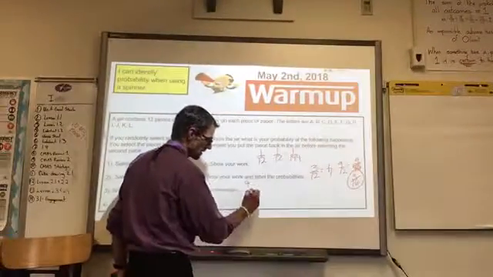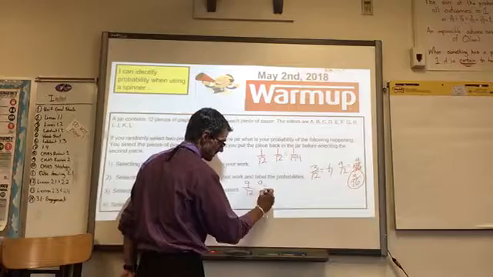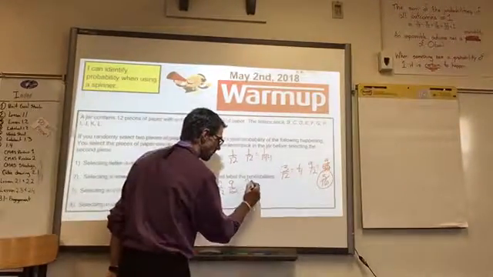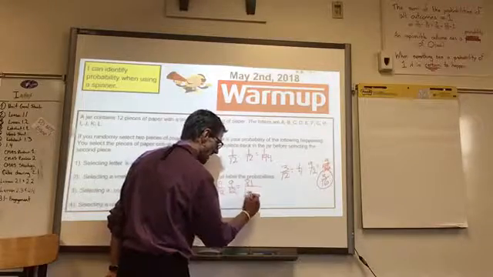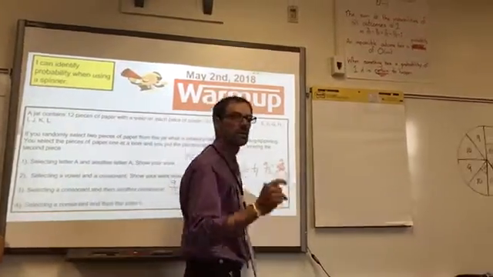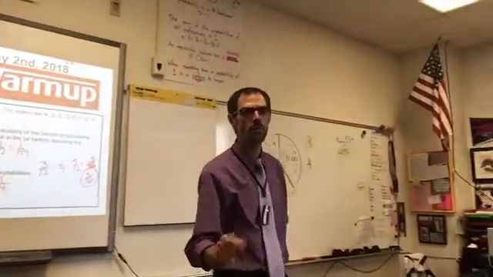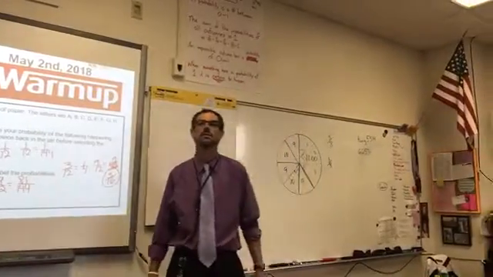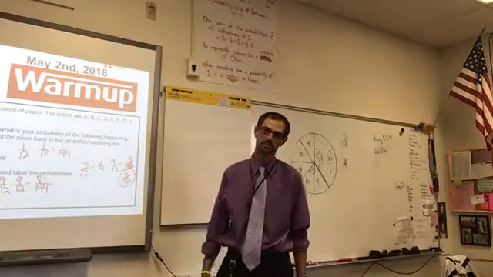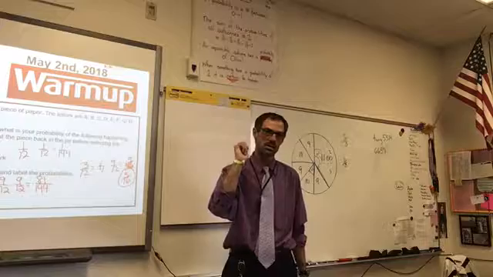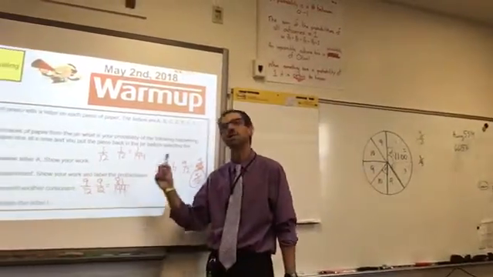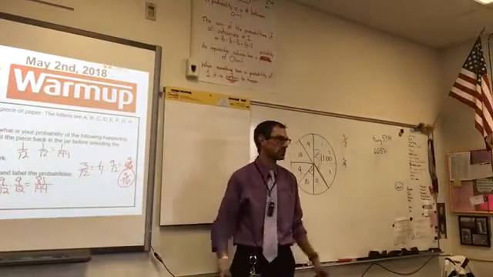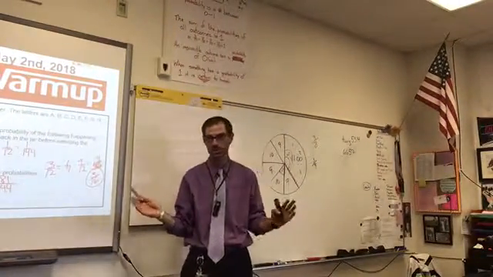Okay? Number 3, selecting a consonant and then another consonant. Well, that's going to be 9 over 12 times 9 over 12. There are 9 consonants. There are 12 options. So that would be a probability of 81 over 144. So what does that 81 over 144 mean? Trinity, what does this number mean? It means how many times you will actually get a consonant, and the 144 means how many tries. Yes. So if I did this 144 times, 81 of them, I would get that combination. Theoretically. This is all theoretical probability.